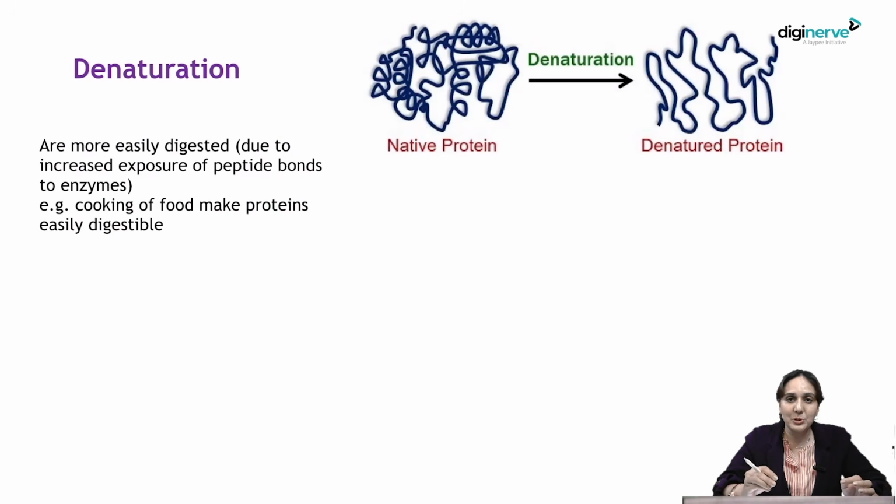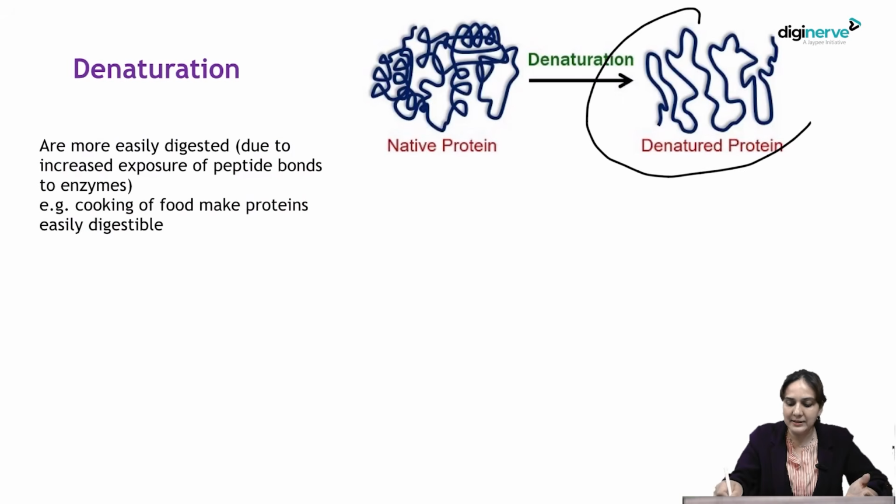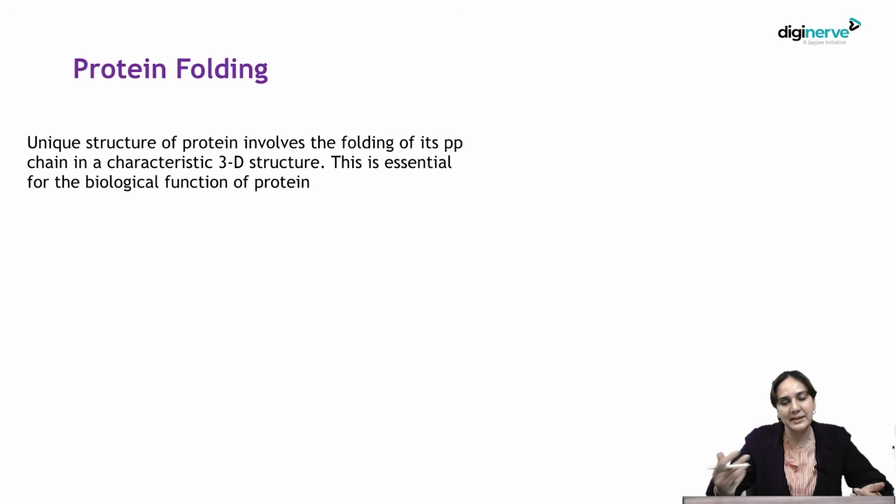But denaturation is also important as it helps in digestion. Denatured proteins are easily digested due to increased exposure of peptide bonds to enzymes. So peptide bonds are directly acted upon by enzymes and they are split into amino acids, so digestion is easy. That's why cooking of food makes proteins easily digestible. When we cook food, the proteins are denatured and we can easily digest them. Why can we digest them? Because there is unfolding of the protein and straight exposure of peptide bonds that are present in the primary structure to various enzymes, and they can be digested easily.